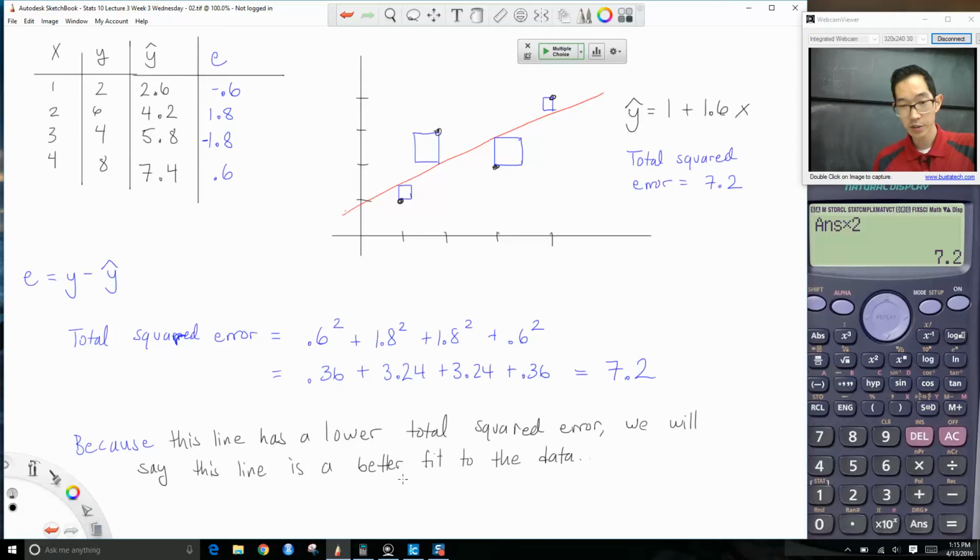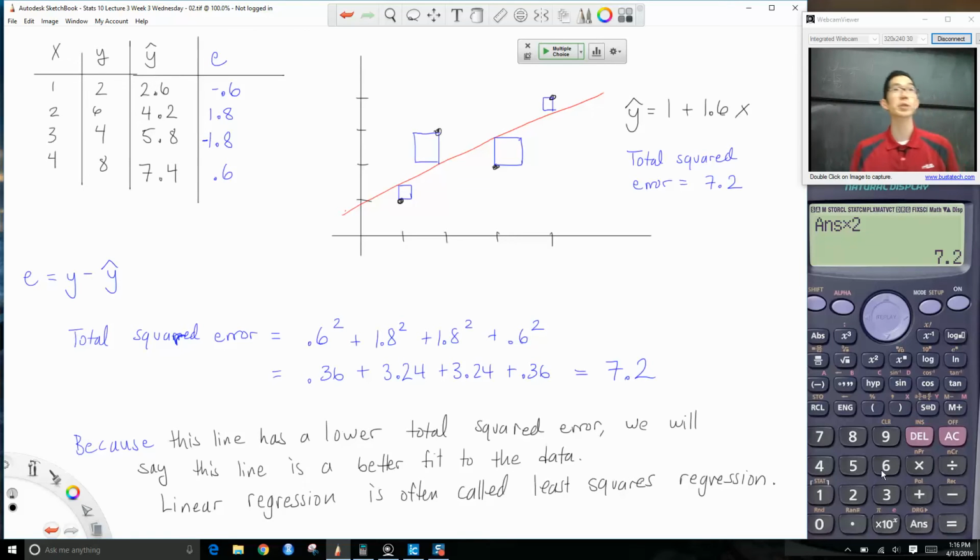Okay. And so linear regression is often called least squares regression because we're trying to make the total squared error as small, or as least, as possible. So far, so good? Okay.